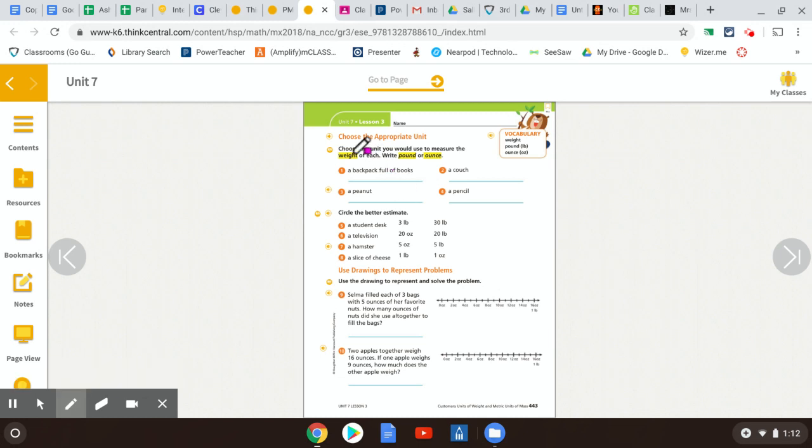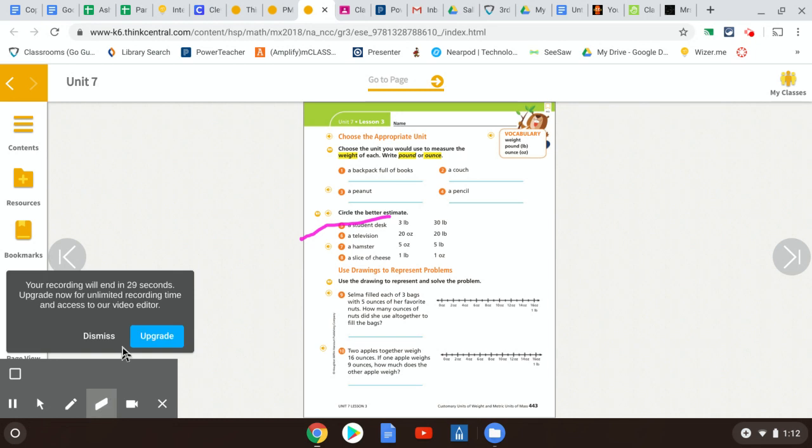It says, choose the unit you would use to measure the weight of each object. Would we use a pound or an ounce? So, a backpack full of books.